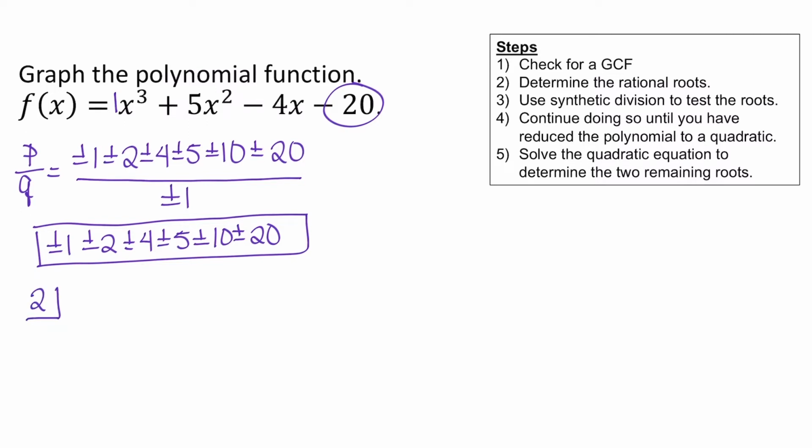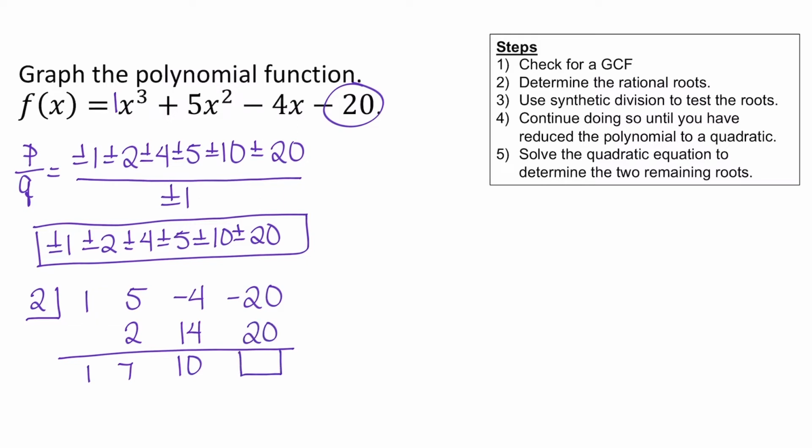And just remember, now I need to list out all the coefficients of these terms. Okay, so 1, 5, negative 4, negative 20. Remember, you bring down the 1, then do 1 times 2, which is 2. So we're going to do 5 plus 2, which is 7. 7 times 2 is 14. 14 plus negative 4 is 10. 10 times 2 is 20.